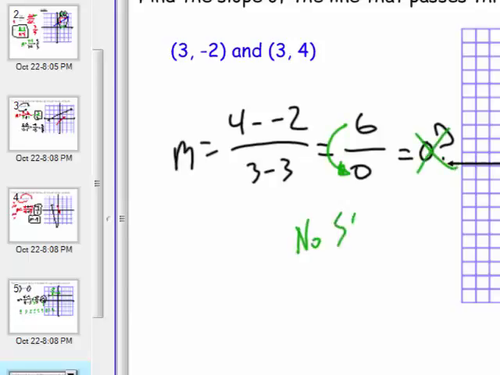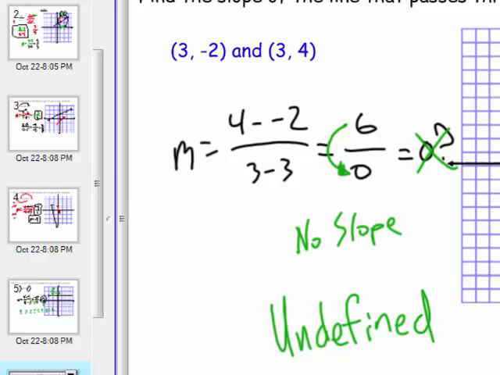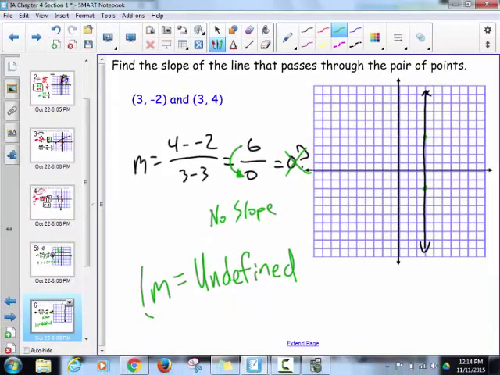There's no slope here. So what we call this, we say this slope is undefined. You need to know this. The slope is undefined. So m equals undefined. It's not defined. There is no slope.